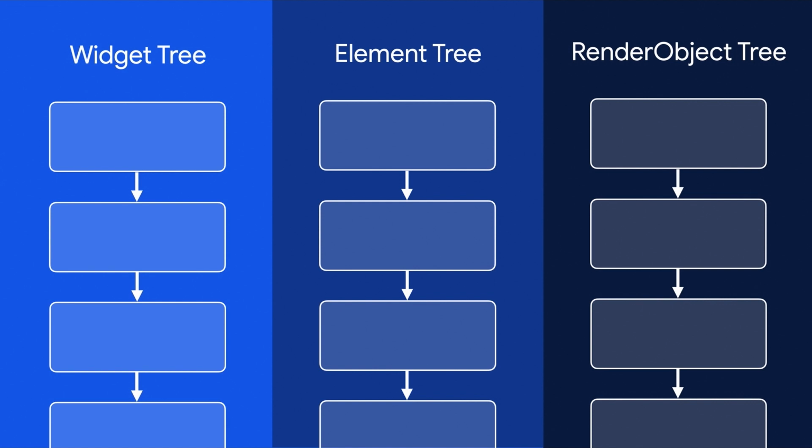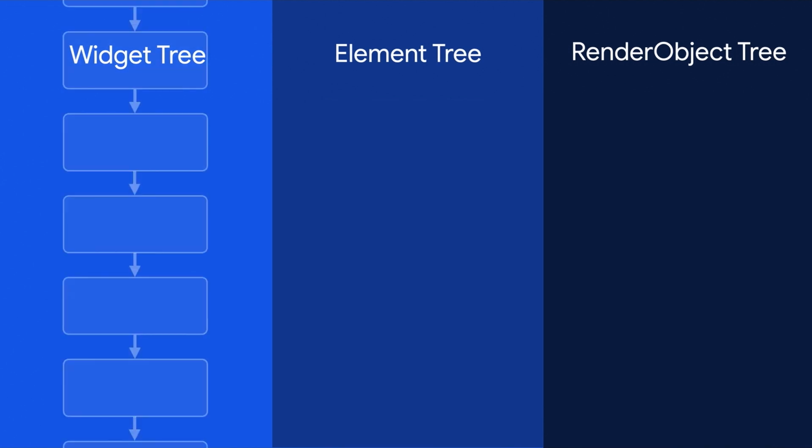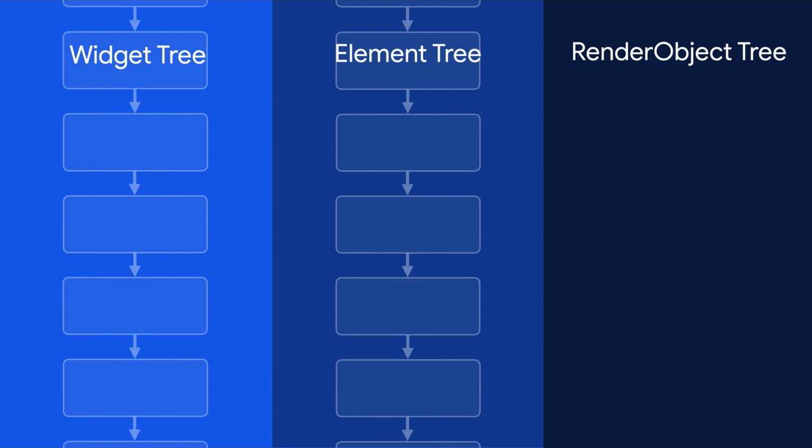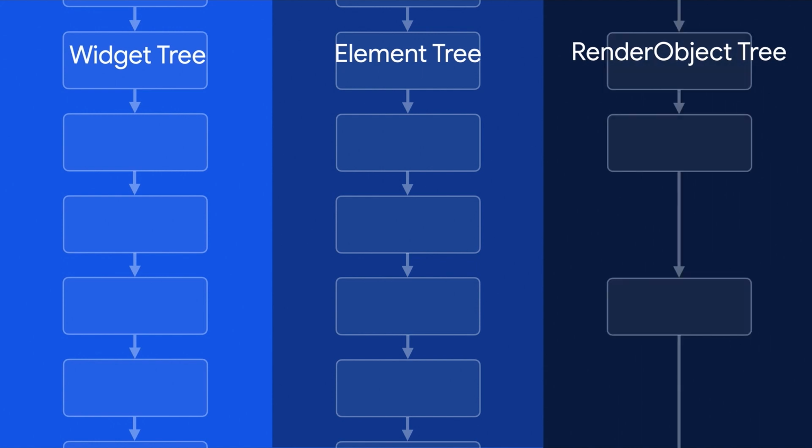Let's go back to the trees. For every widget in the tree, there is an element. But it's not the same with the render objects. Not all widgets need to paint something. Stateless widgets, stateful widgets, future builders, providers, and a lot more allow you to compose more widgets together or manage some state, but they don't require to paint or layout anything. So only some widgets will have their corresponding render object.